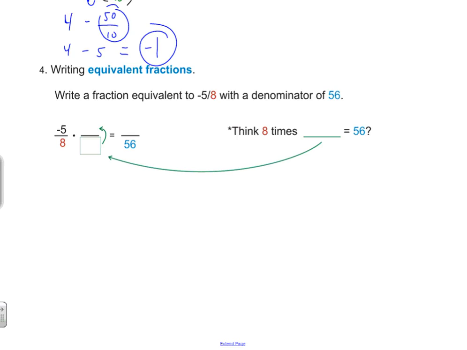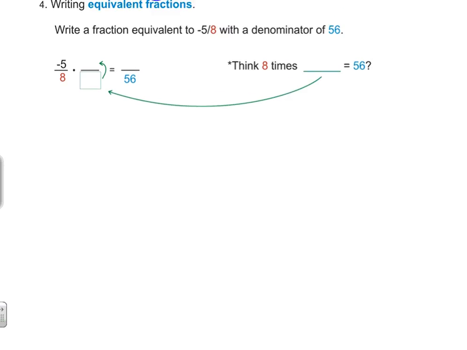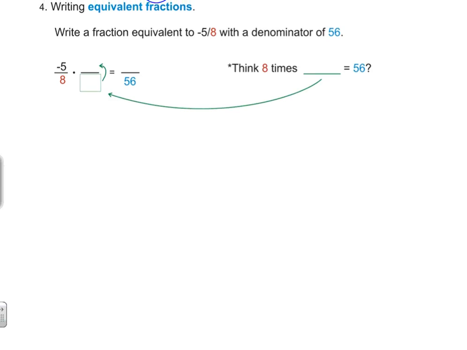All right, what else? How about something like this? How about writing equivalent fractions? Writing equivalent fractions. So you'll be asked something like this. Write a fraction equivalent to negative 5/8 with a denominator of 56. Okay, so remember, what you're trying to do is take the current denominator, an 8, and end up with a denominator of 56.